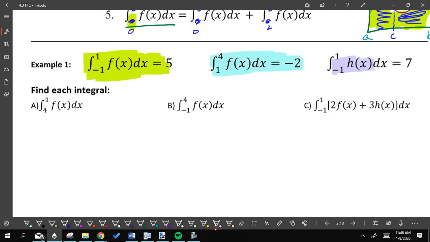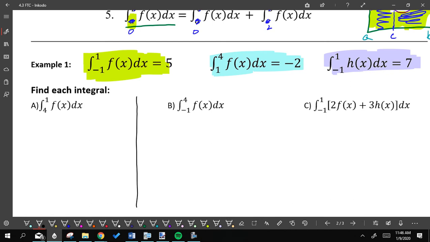We're going to use them down below. Looking at letter A, we are trying to find the area under the curve starting at 4 and going to 1. Which one of those bits of information do we want here? Do we want yellow, blue, or purple? Blue. Why? Because the bounds make sense.